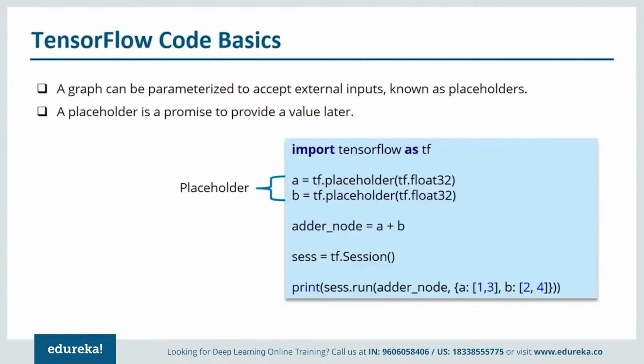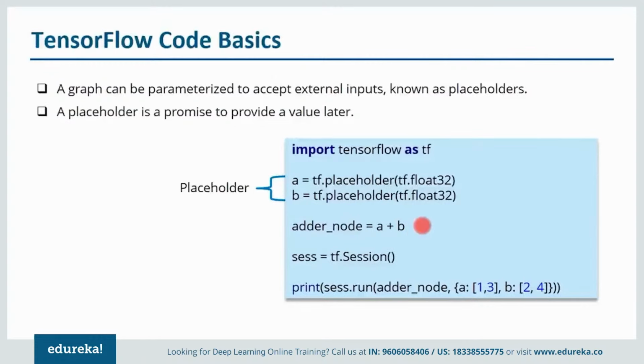So basically, a graph can be parameterized to accept external inputs as well. And what are these? These are nothing but your placeholders. A placeholder is basically a promise to provide values later. There's an example in front of your screen. Over here, these 3 lines are a bit like a function or a lambda in which we define 2 input parameters A and B, and then an operation on them, which is addition. We can evaluate this graph with multiple inputs by using the feed_dict parameter. As you can see, we are passing all these values to our placeholders here, and accordingly we'll get the output.